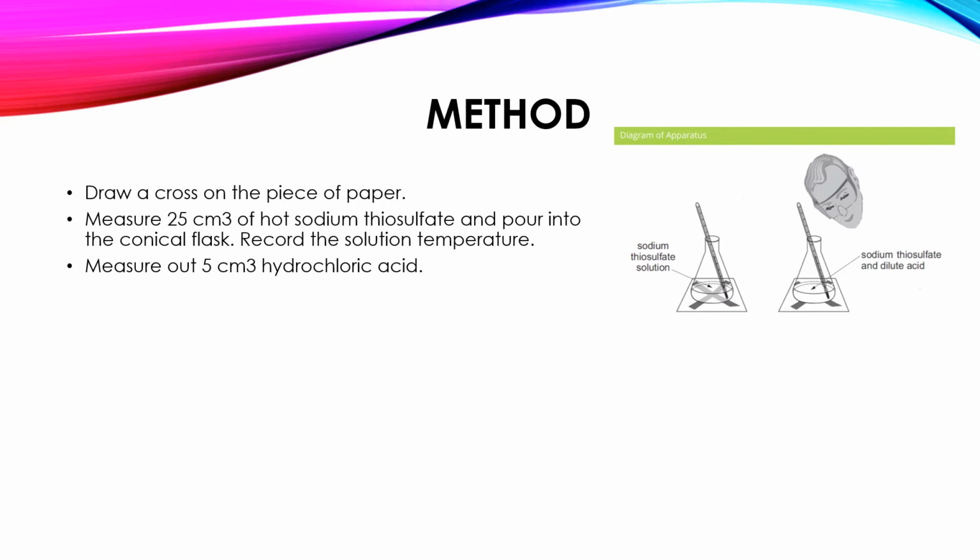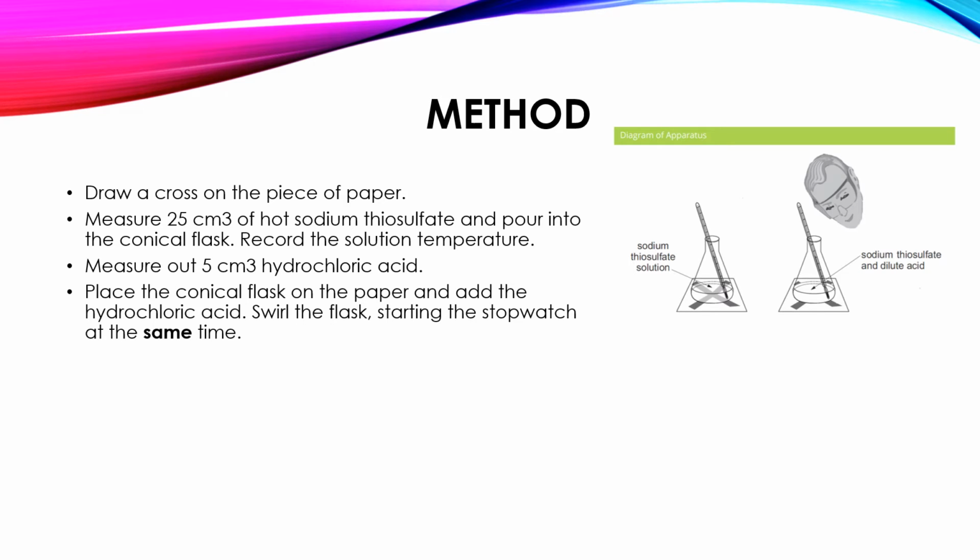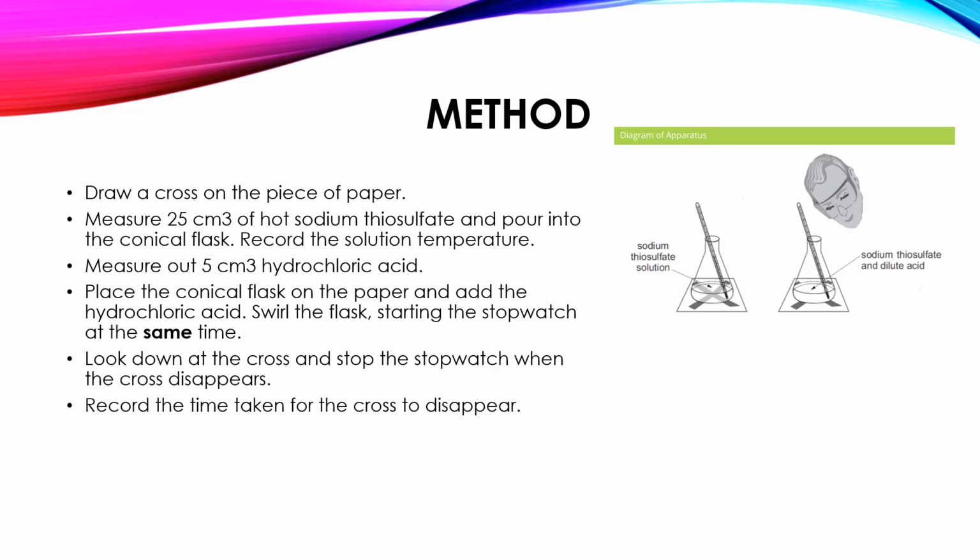You are then going to use the 10 cm³ measuring cylinder to measure 5 cm³ of the hydrochloric acid. You are going to place the conical flask with the thiosulfate solution onto the cross and add the hydrochloric acid. Swirl the flask to mix the contents, and at the same time start your stopwatch. Look down at your reaction from above to get a better angle of seeing the cross and when it disappears. Once the cross disappears, stop the stopwatch.